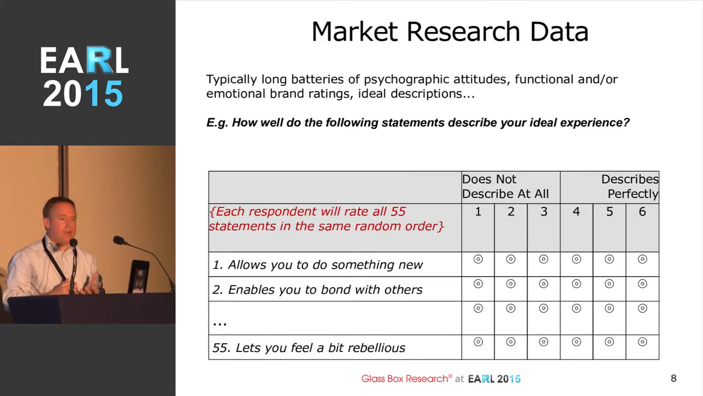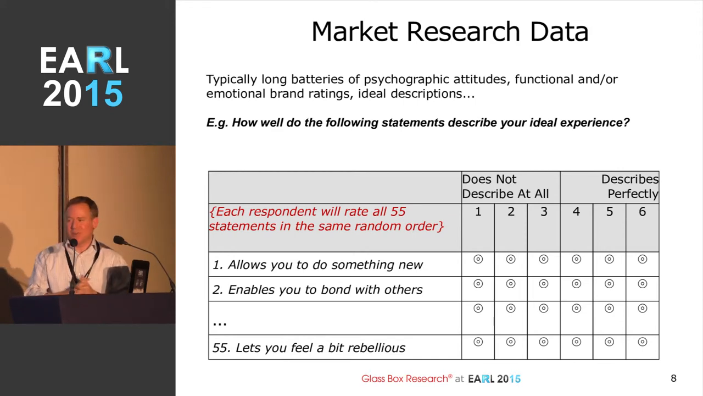So the types of data that we have, most everyone is probably familiar with it. You've probably taken surveys or been annoyed by people asking you to take a survey. But we generally ask a lot of different types of questions where there'll be radio buttons, check boxes. But where the data gets really wide really quickly is when we have these types of batteries where it's on a scale, usually an agreement scale. And we ask people how well does this describe your ideal experience, or how well does this describe various brands? And so this is just a typical example, and we'll have a very long battery.